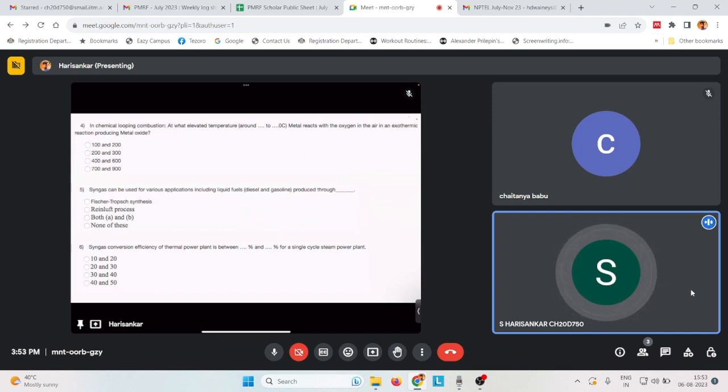So just a few questions based on the previous year assignment. In chemical looping combustion, at what elevated temperature does metal react with oxygen in the air in an exothermic reaction to produce the metal oxide? Based on the slides that we saw, it is between 700 and 900.